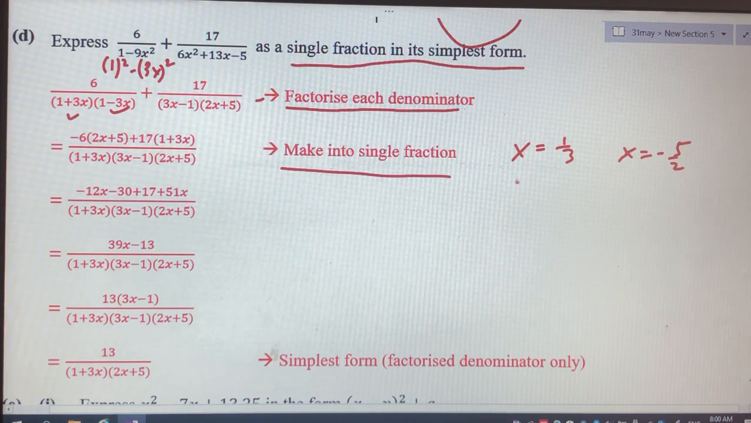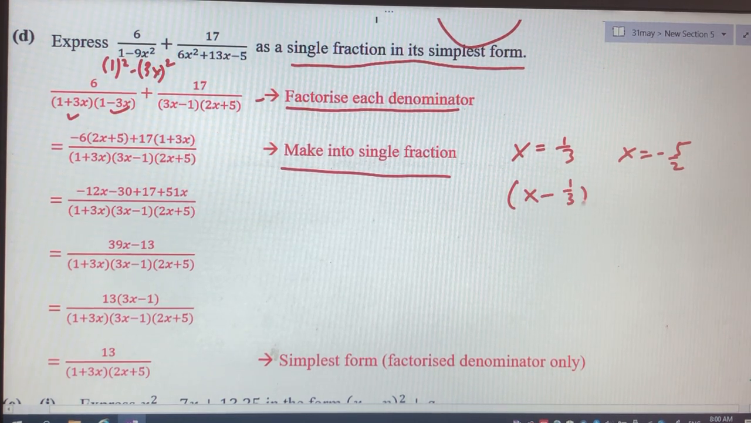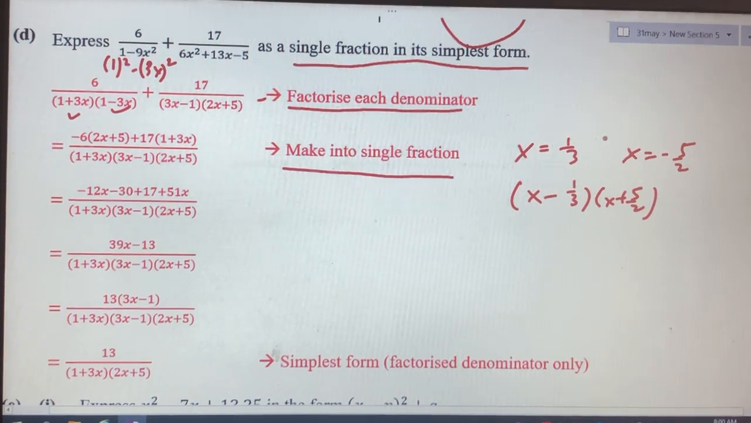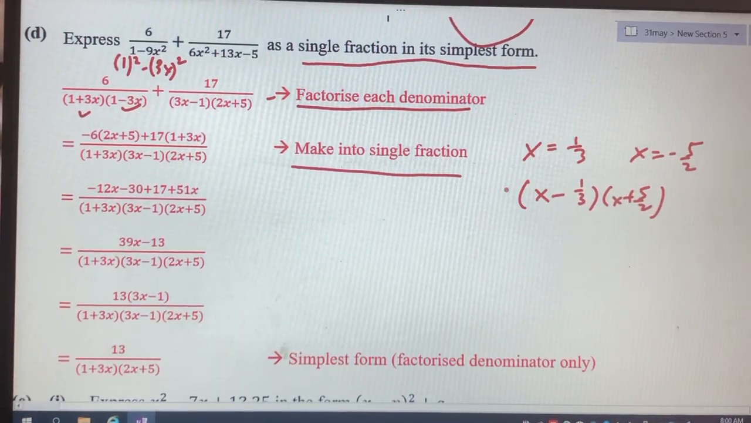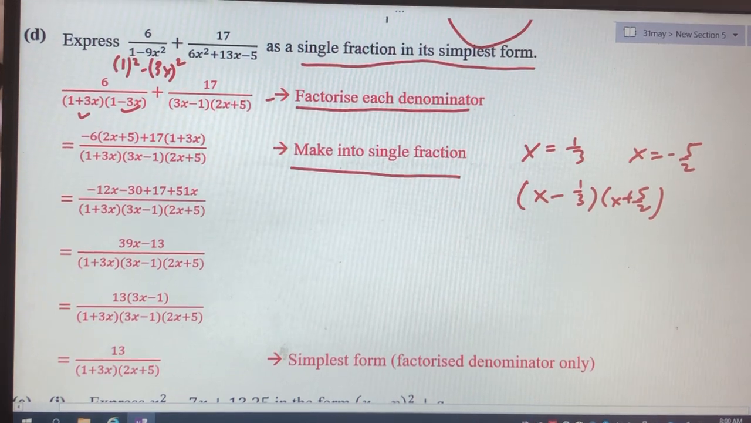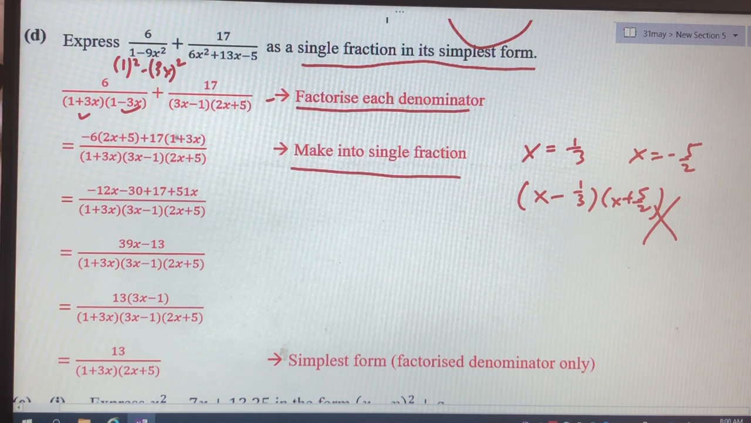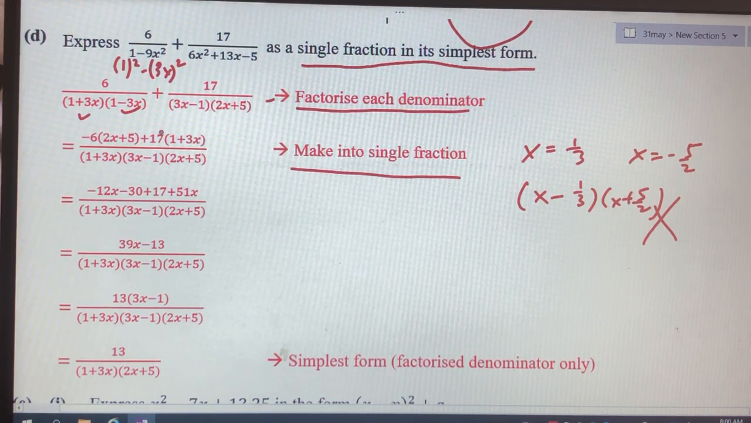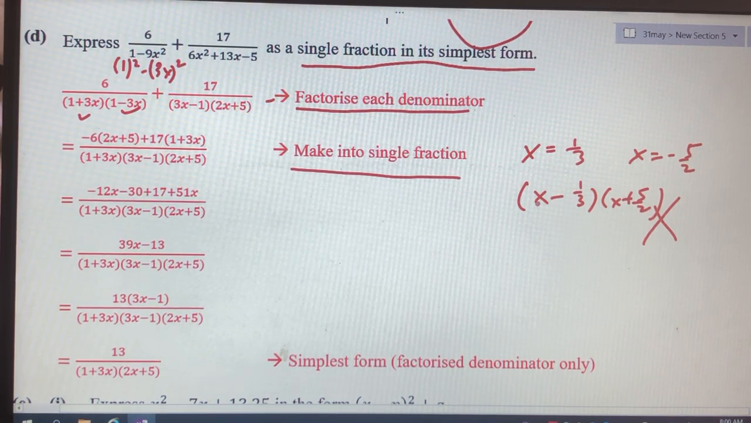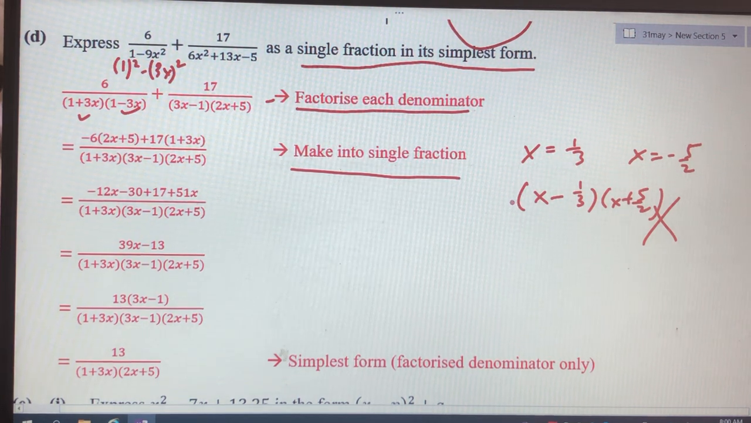Some of you are going to write it this way. Okay, in AMATS, there's a question, I think question number one or paper two, something like that, right? Many of you wrote it this way. We will not accept you writing things like that here, okay? It shows that you're using the calculator. So how do you write it?